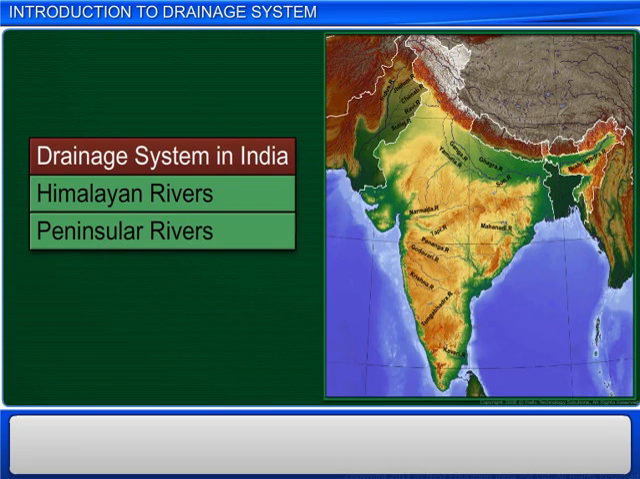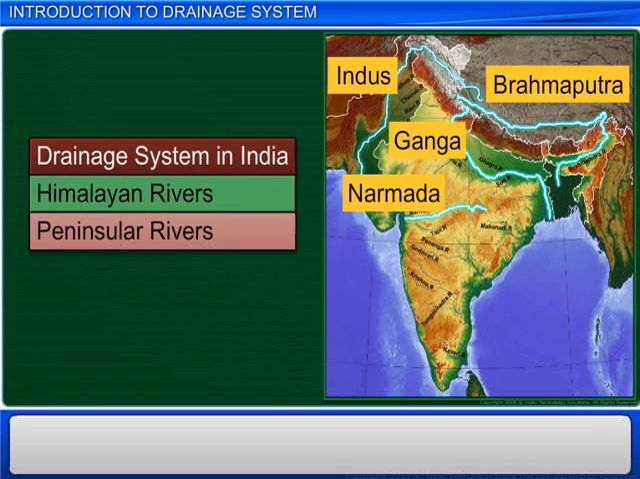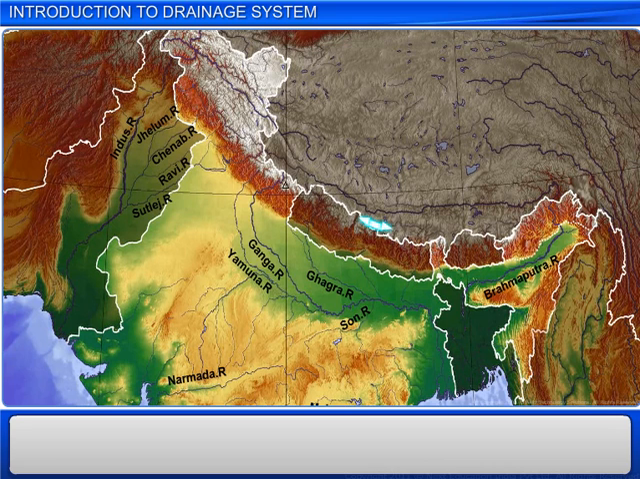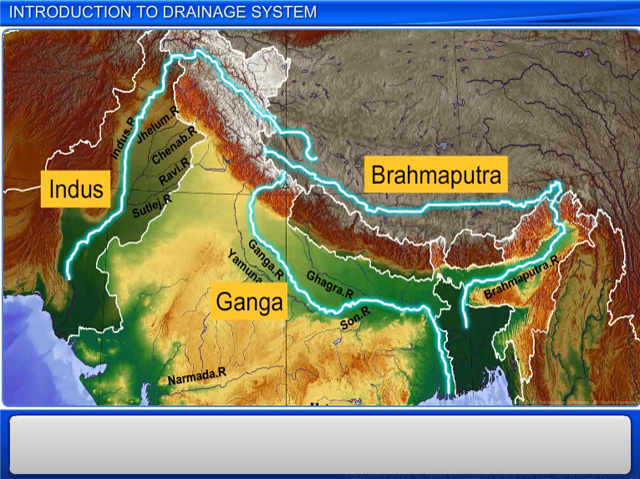Drainage systems in India can broadly be categorized as Himalayan rivers and peninsular rivers. What do you think are the key differences between the two systems? As you can see, the Himalayan rivers are fed by the snow melting from the mighty Himalayas and also seasonal rains. And hence, these are perennial rivers.